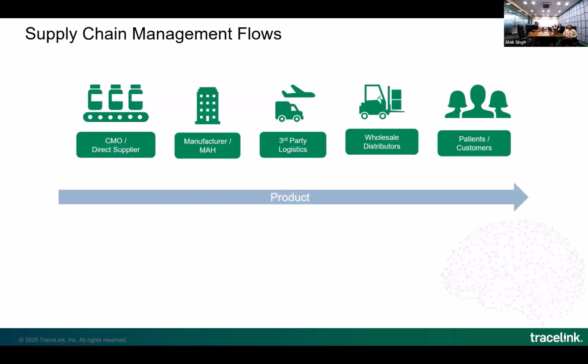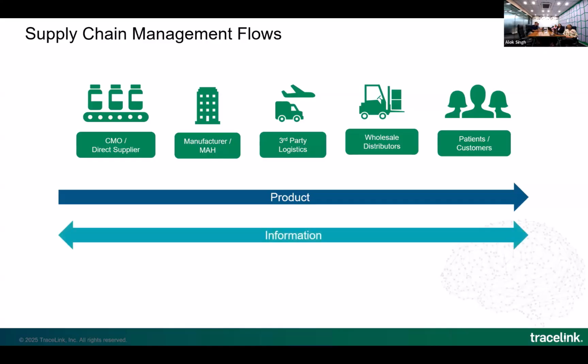Now, there are different things that flow. The product flow is in this direction. A CMO typically manufactures a product for the MAH, and then the product gets transferred to a third-party logistics provider. When the order is received, they can ship the products to the wholesaler distributor. From there might be other supply chain participants as well, like secondary wholesale distributors and so on. And finally, the product gets delivered to the patients or the end user.